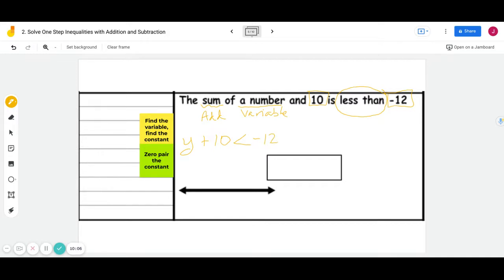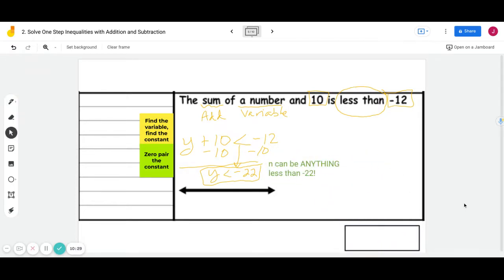There we go. Find the variable, find the constant. Y is the variable. The constant is positive 10. Do negative 10 on both sides. Y is less than negative 12 and negative 10 make negative 22. So what that means is Y can be anything less than negative 22. Oh, I tricked myself. I should have stuck with N. Y. So make this a Y.